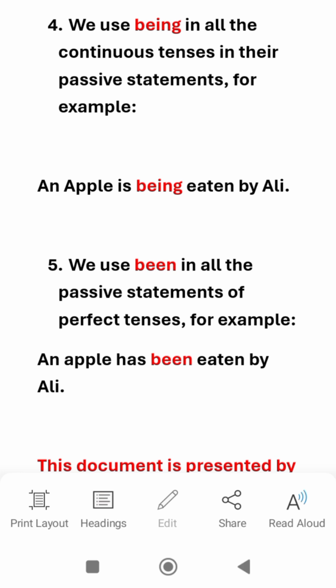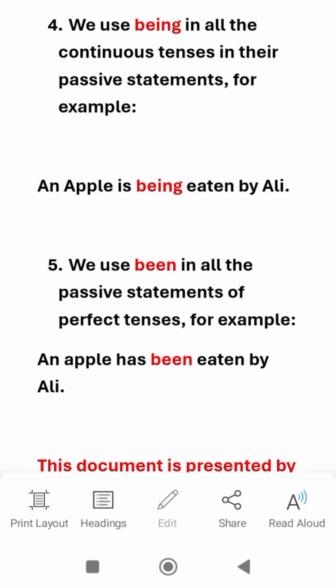So जितने भी passive statements हैं, present continuous, past continuous, कि इनमें basically आप verb plus ing, which is be plus ing use करेंगे. इनके passive statements में being would be used in all the passive statements of continuous tenses.